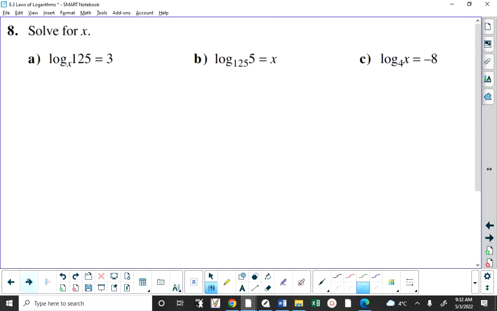The remainder of the questions were 8 and then 12 to 16 on page 27 or 28 of your textbook. I'm guessing it's 28. This is just a lot of extra practice in working with logarithms. So any questions there?